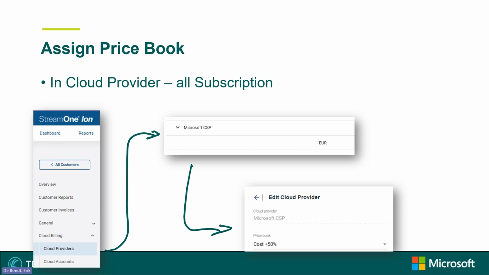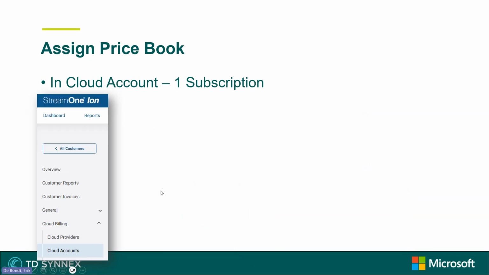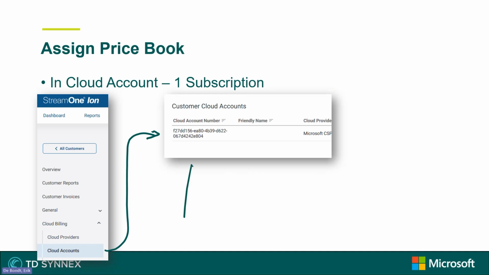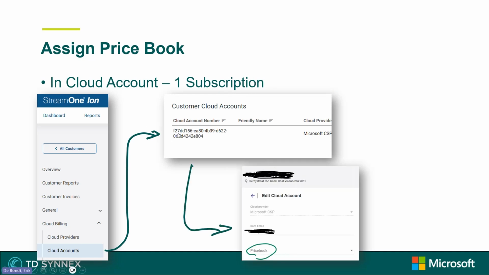So today, as you see here on demo, it's cost plus 50%, which is a nice margin to make. But there you can change the price book as well, or on one subscription. So the 2 before were full on the customer, or you can assign a price book on a specific subscription by going to the cloud accounts, select the cloud account, which is basically the subscription ID that you see, and there you can change the price book as well. If you don't change that, obviously we fall back into the cloud provider's defined price book, which is the same as you would have done via the customer's interface.